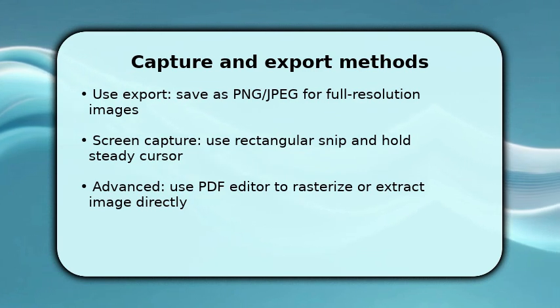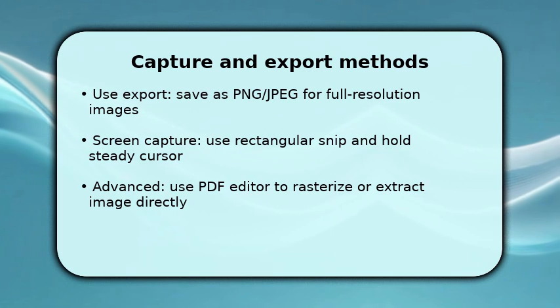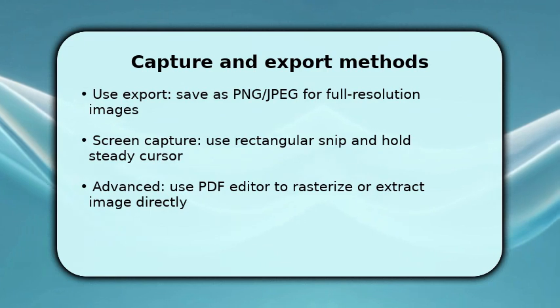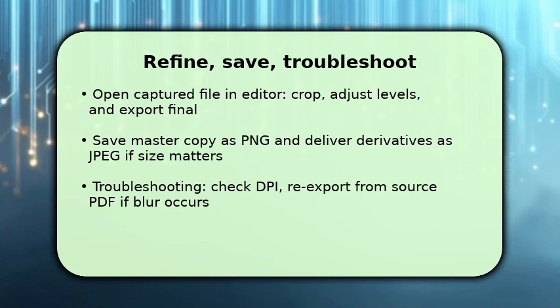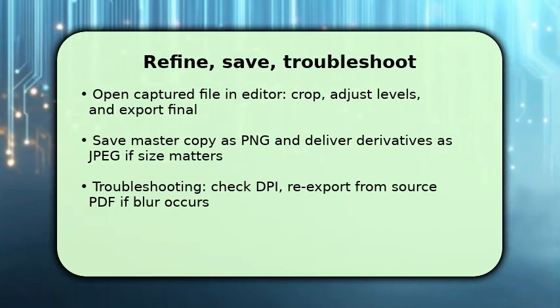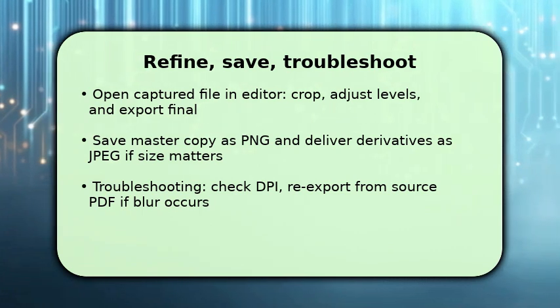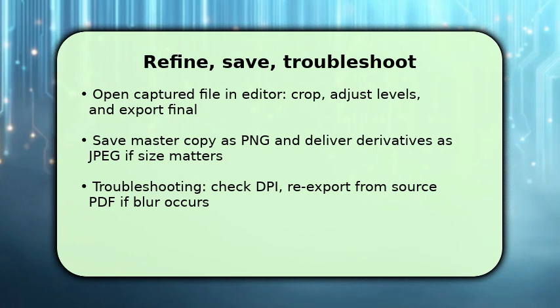For complex PDFs, extract embedded images in an editor to avoid re-rendering. Make sure to name files clearly. Finish by refining the image. Crop out margins, straighten and adjust exposure or sharpness so the content is legible. Save a lossless master, PNG, and create a smaller JPEG if you need to share via email. Make sure to embed color profiles only when required.